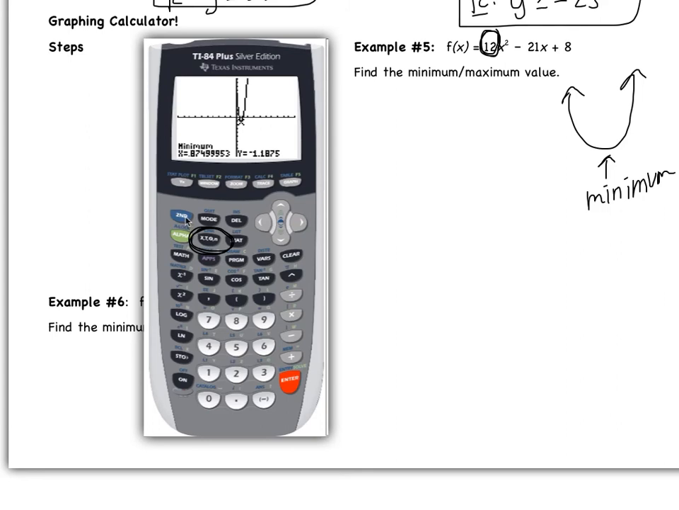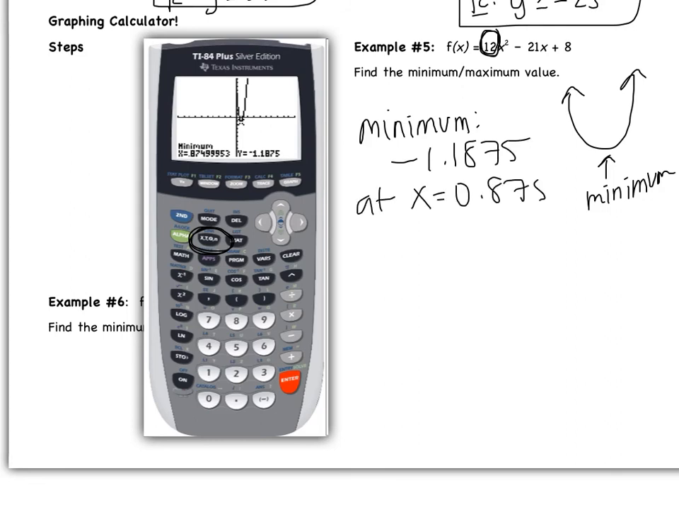Remember that the way to write your answer is that the minimum is negative 1.1875 at x equals 0.875. So that's the final answer. So I know that's a lot of steps to remember, but we should be able to remember that.